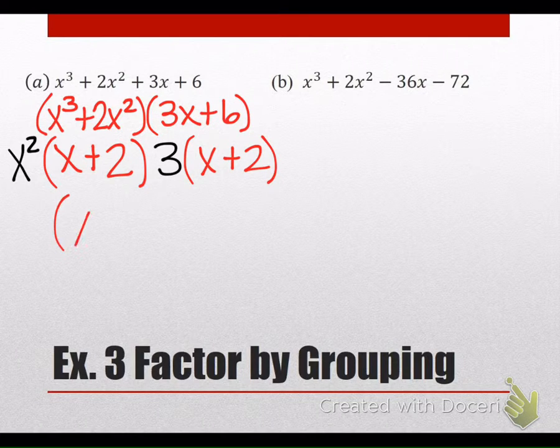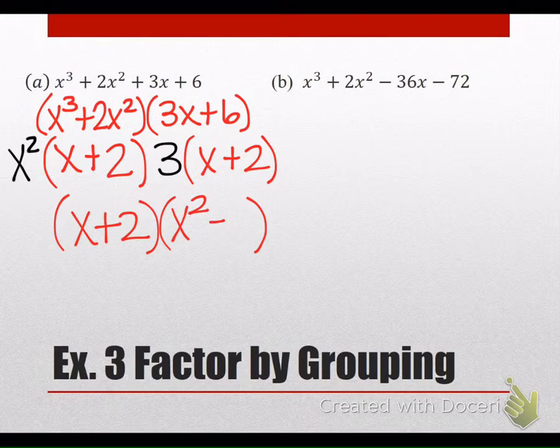So in your final answer, the first set of parentheses is going to be x plus 2. The matching part becomes one set of parentheses. The second set of parentheses is going to be your GCFs. So Peyton, what are the GCFs that we pulled out in this problem? X squared plus 3. So do you see the matching piece becomes one set of parentheses in your answer? The GCFs become the other.